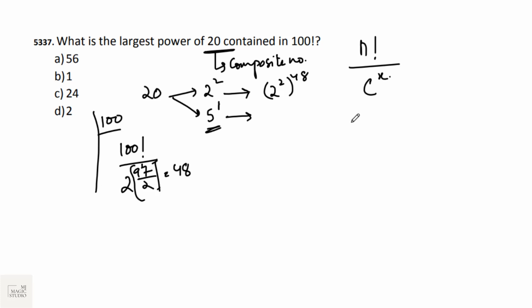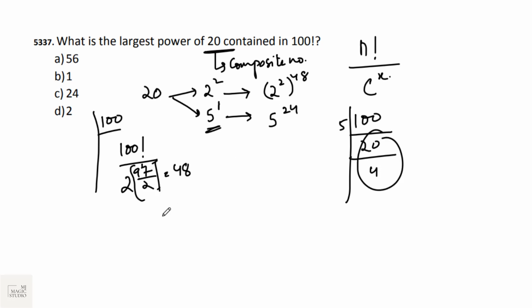Now we need to check how many times it is divisible by 5 using the same process. 20 times by 5, then 4. That means it is perfectly divisible by 5 to the power 24. Okay. Now, to make a 20, we need a pair of 4 and 5. We have got 48 4s and 24 5s. So obviously, how many 20s can we have?